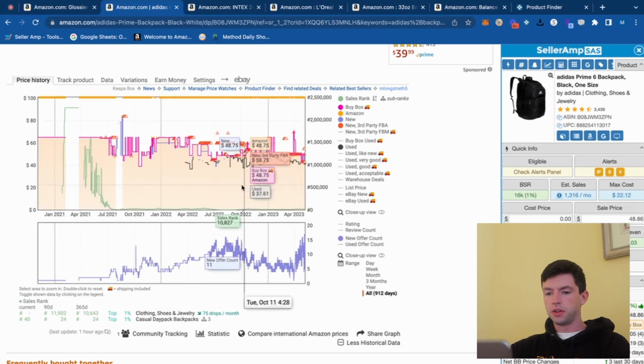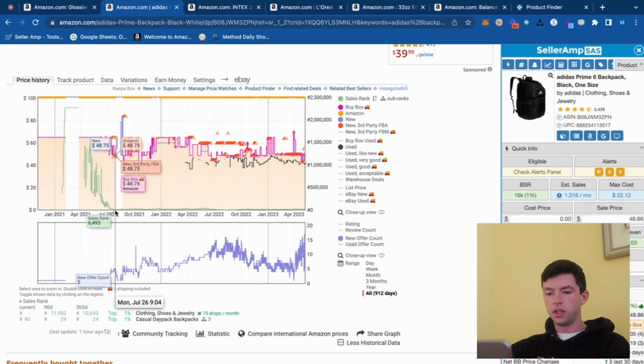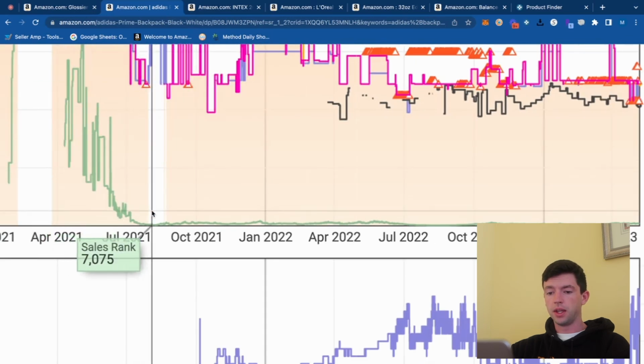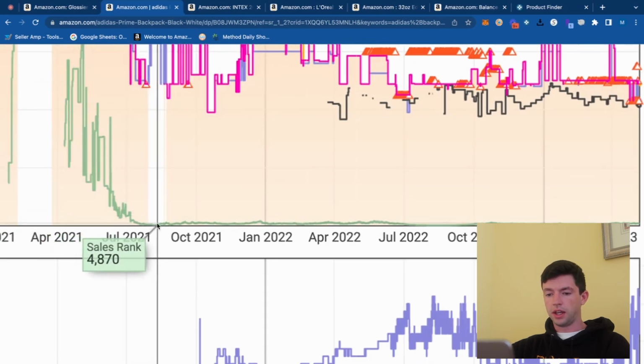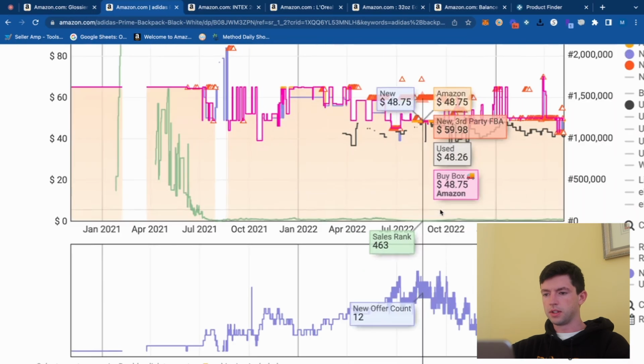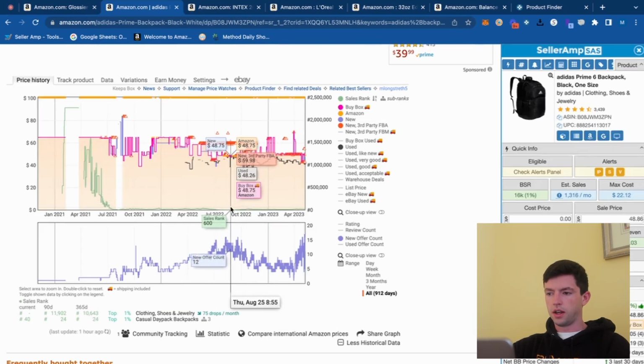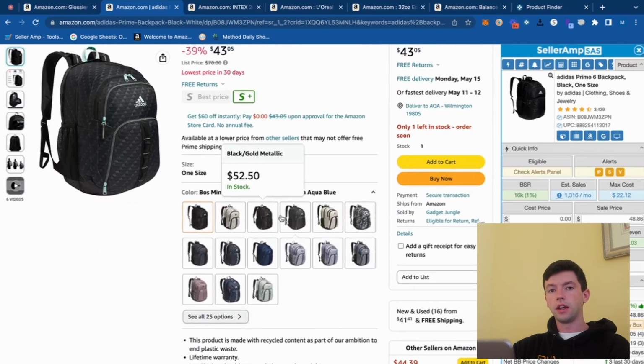Then if we go to the all-time, we can see the exact same thing happened in summer of 2021, when it was a really high rank, all the way up at like 1 million right here, and then went all the way down to like a 1,000, 2,000, 3,000, 4,000 sales rank. And then the exact same playbook right here when it's a little bit more established, had more reviews, there were probably more sellers, which drove the price down a little bit.